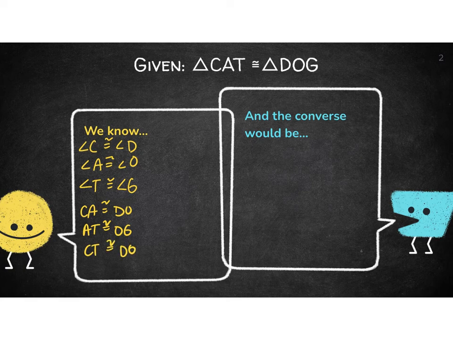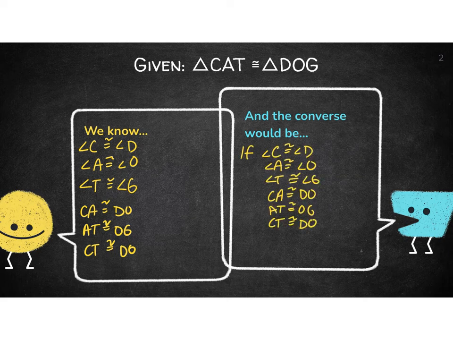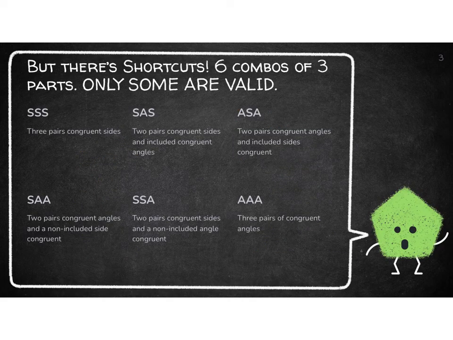So the converse of this would then be, if we know all of those things, then triangle CAT is congruent to triangle DOG. However, this is a lot to remember. So actually some mathematicians came along and they thought, there might be an easier, quicker way to prove congruent triangles, which is what we're going to look at here. So here are some shortcuts that we're going to use. There are 6 combinations of 3 parts. However, only some of them are going to be valid. And we're going to go through each one.